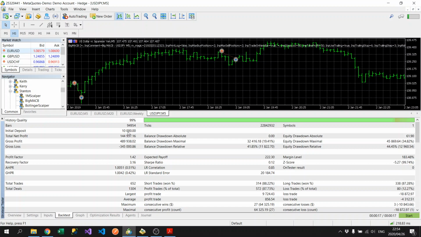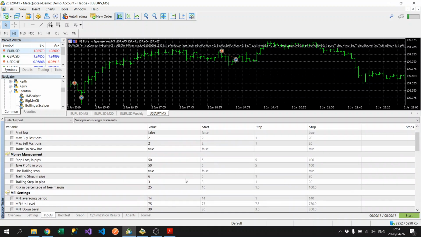As you can see, the back test shows with an initial deposit of 10,000, we've got a total net profit of 144,000. So that's about 1,400% within a year, with only a 19% balance drawdown. Equity drawdown is 34%, and the relative drawdown is 44%. So fairly profitable, but still quite high risk.